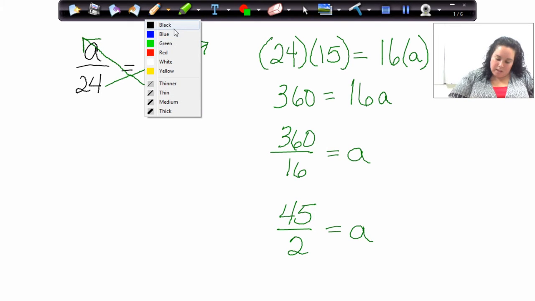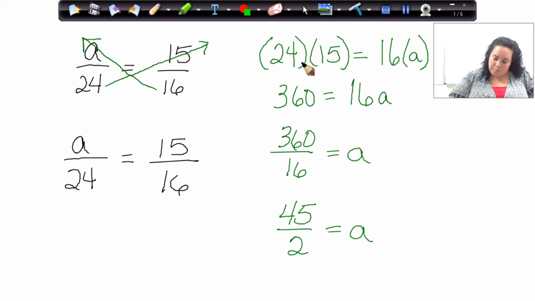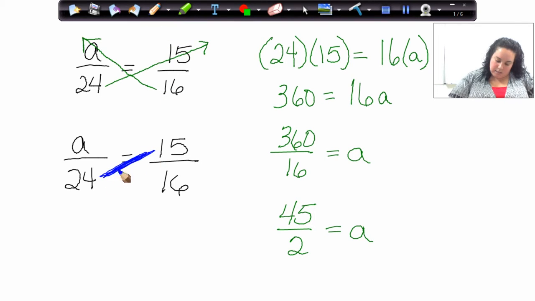Okay, great. But let's think about what we actually did there. Let me go back to here. 15 over 16. We started by multiplying 15 times 16. So let me go ahead and write that maybe in blue, 15 times 16. And then after we did that, we divided by 16. 15 times 24, and then we divided by 16. So we divided by this number. And if you notice, this number, the 16, is the number across from the A. That's how proportions always work.